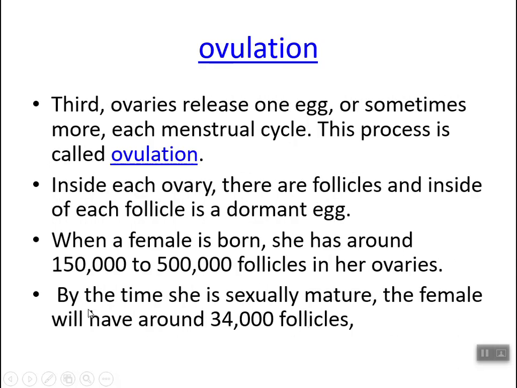Next, ovulation. What is ovulation? Simply, the release of the ovum is known as ovulation. If you remember the menstrual cycle that you have already learned, ovulation occurs on the 14th day of the menstrual cycle. Normally women have a cycle of 28 days, and the 14th day is the day of ovulation.